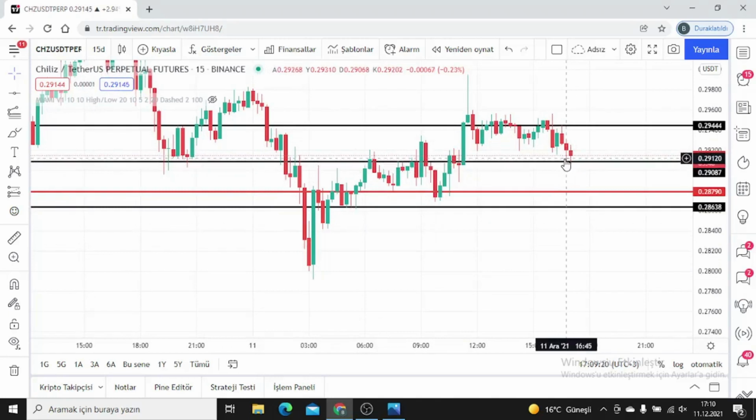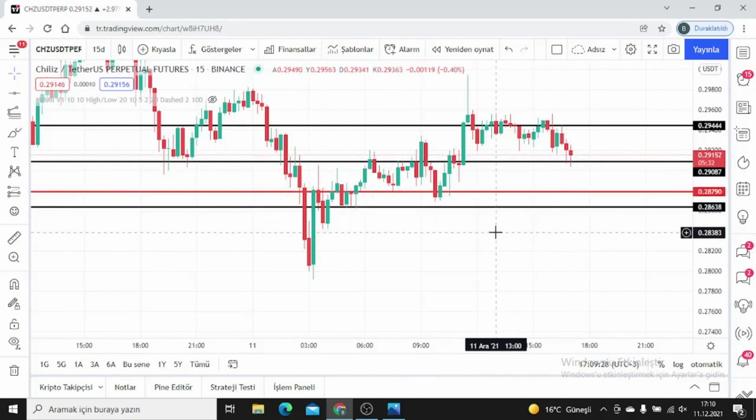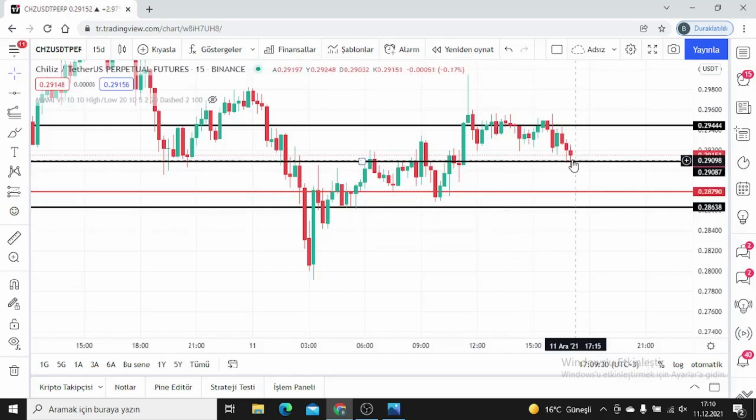If it returns here with some of my purchase, I'll put a sale here. What I bought from here, I'll sell here, guys. It didn't fall from here, I have a purchase here too. When I got the price from here, 0.29. I'm giving an example, it fell here, and I made a purchase from here.